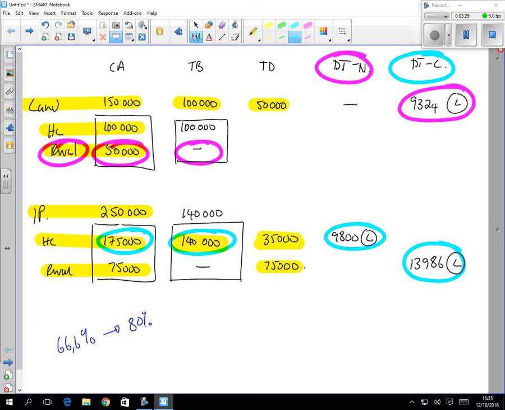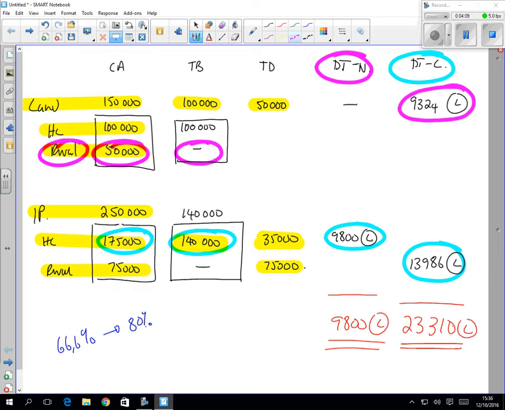So in a nutshell, if you sold the asset for 250 today, you would have a recoupment of 35,000, and then there'd be CGT on the amount above cost, 75,000. All of the tax over here has been provided for at the CGT rate, at an inclusion rate of 66.6%. So we've got 9,324 and 13,986, which is 23,310. Here we've got 9,800. That's a liability, and both of those are liabilities as well.